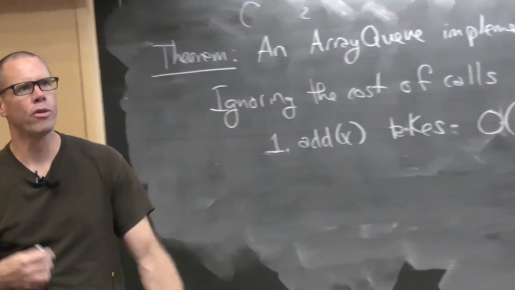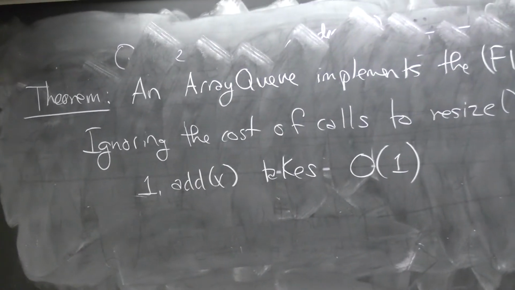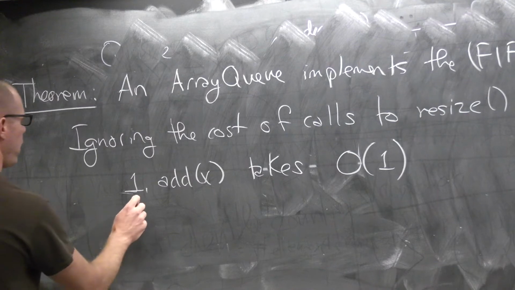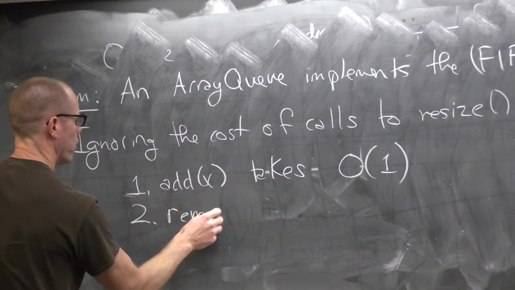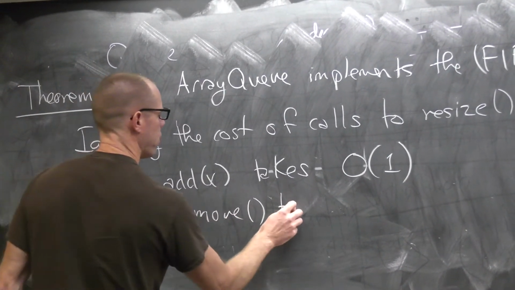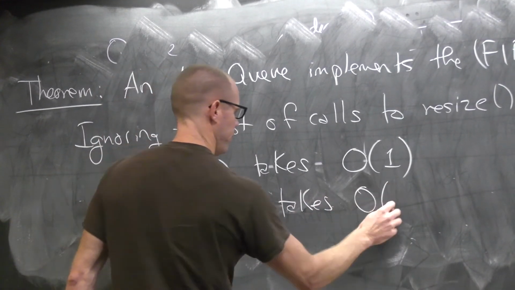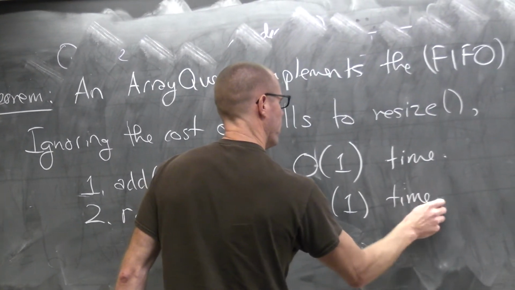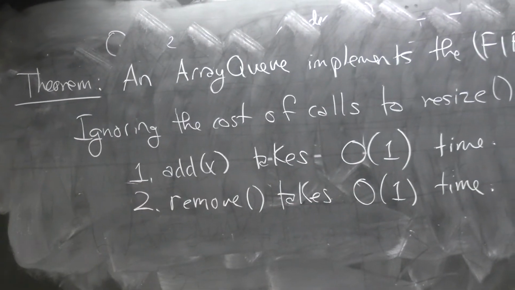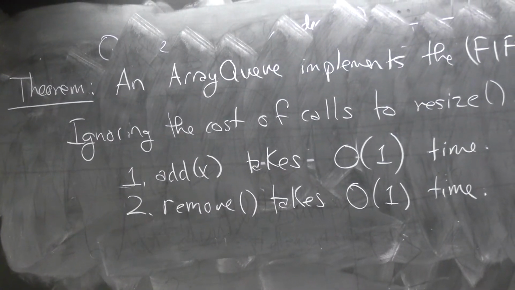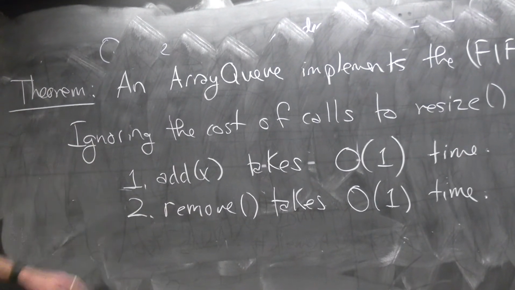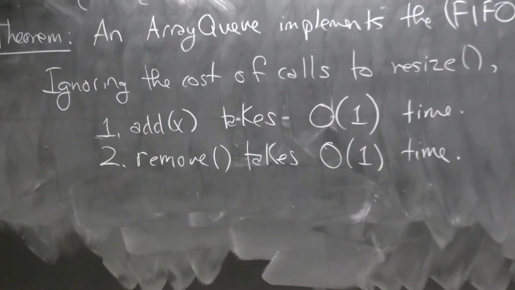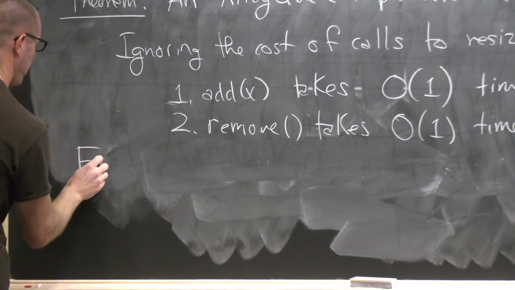So except for the resizing, all add x does is increase the value of n and write one new position in the array, and remove takes constant time. And of course, it's not really useful if that's the whole statement of the theorem, because it ignores the stuff that could be expensive. So you add a furthermore.